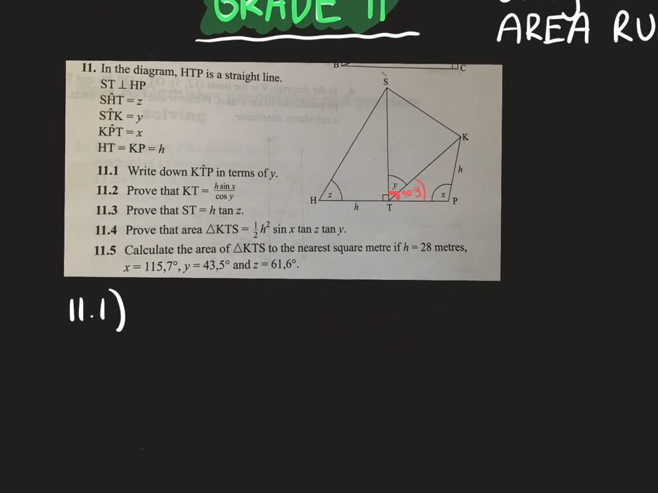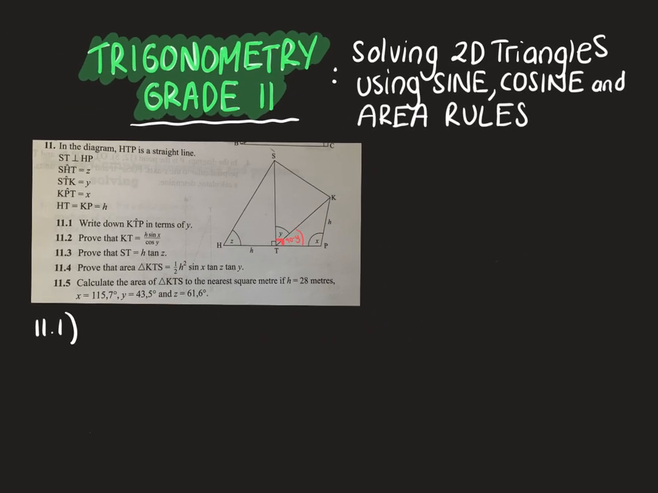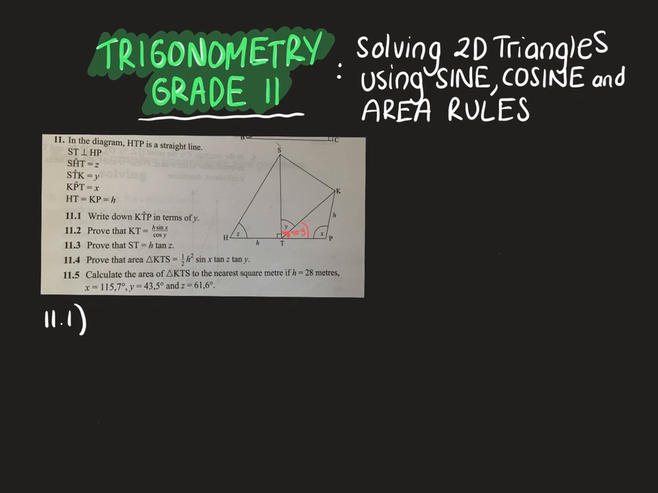Why is that? It is because of complementary angles. If the whole angle adds up to 90, the angles are complementary. So we can say KTP equals 90 minus Y. Reason: complementary angles. Fantastic. 11.2, let's have a look.